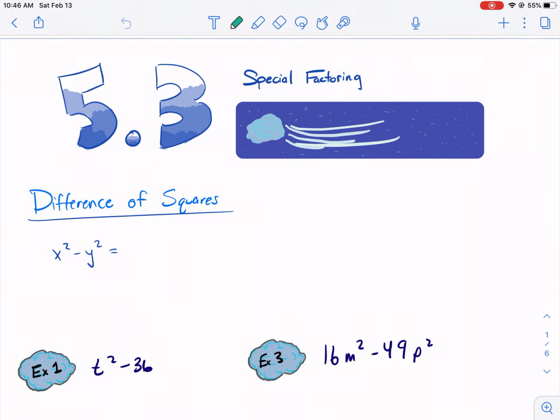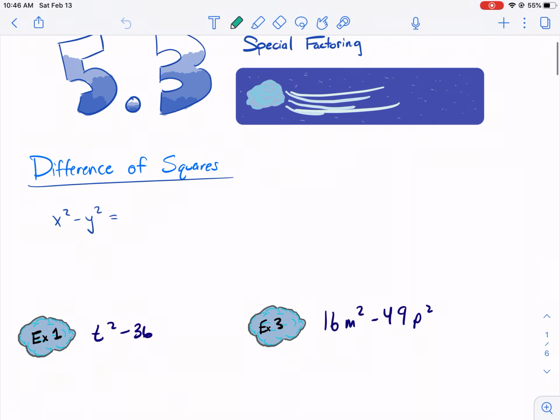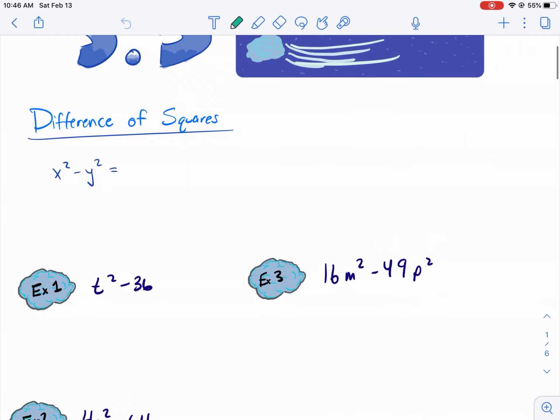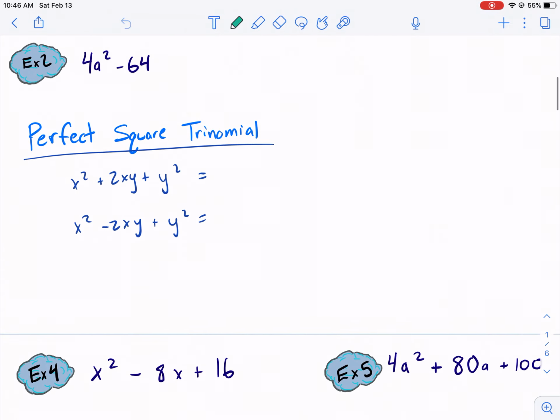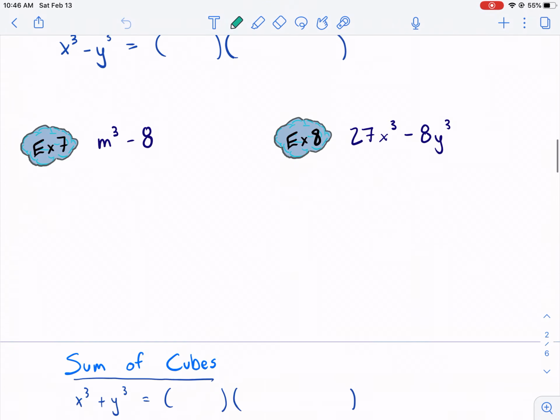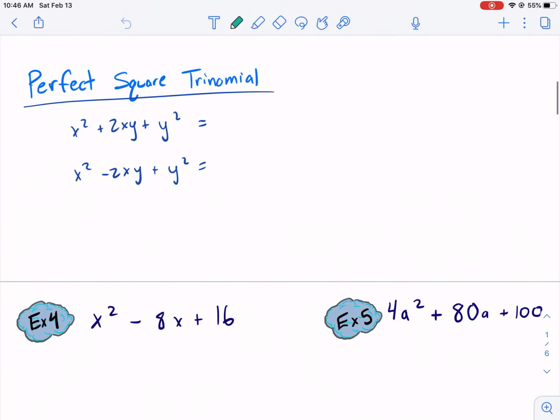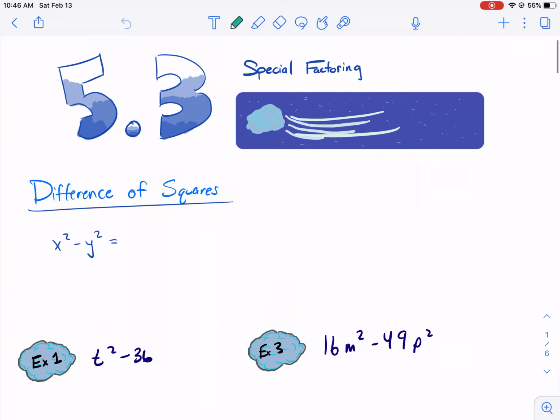We're doing 5.3 special factoring. So we have all different kinds of special cases here today. We have difference of squares, perfect square trinomials, difference of cubes, and sum of cubes. We're going to get to all of these, so hang in there. Let's get started. Now, difference of squares.